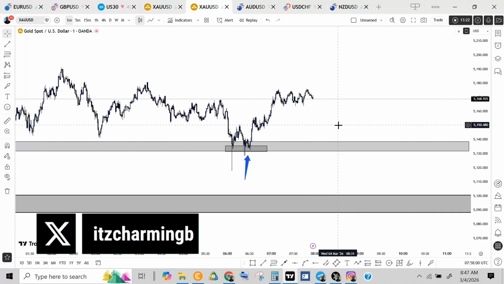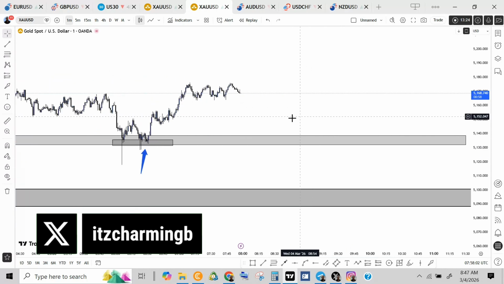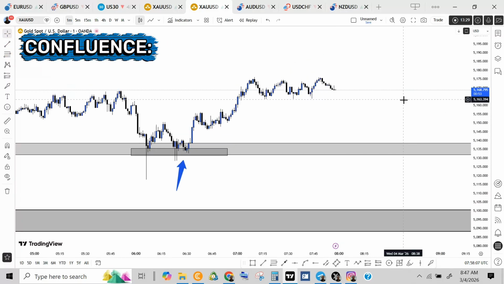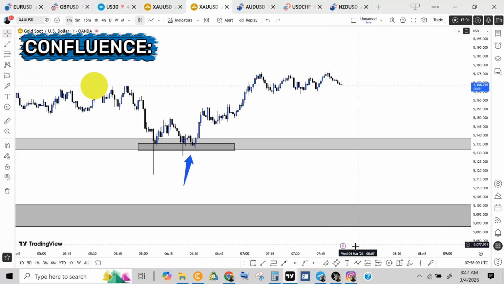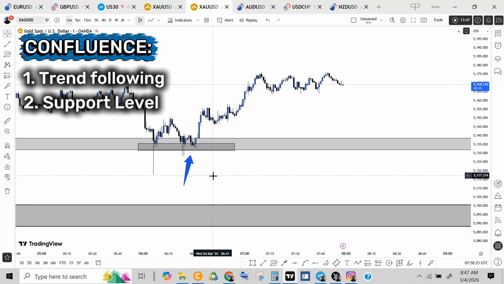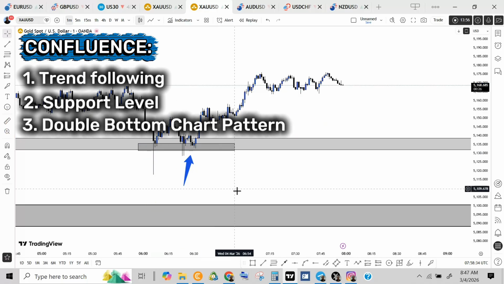All right. There are little things to take away from here. Number one, there are confluences that make this trade an A plus setup. There are confluences that make this a powerful setup. Number one, we are following the trend. Are you with me? Number two is the fact that we are seated at a support level. That is another confluence. And number three, we have a double bottom, a chart pattern, which is also a reversal pattern.